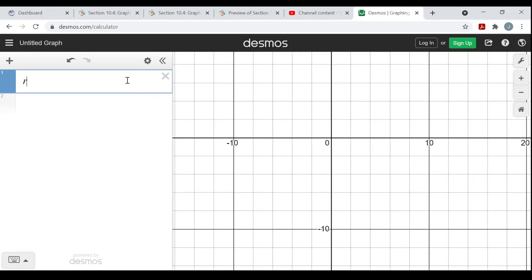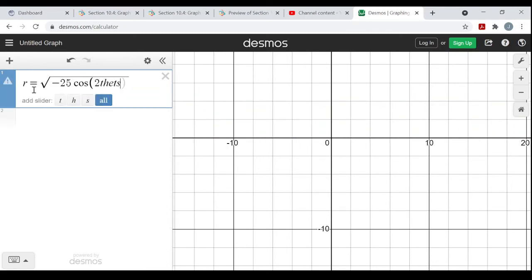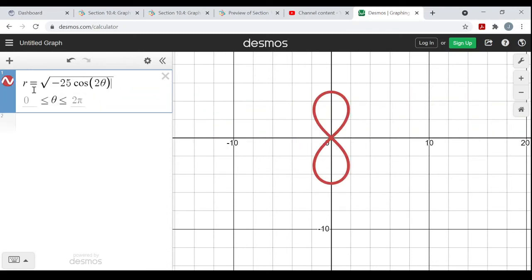Now I don't know if they actually allow you to do r squared equals. But let's see, r squared equals negative 25 times the cosine of 2 theta. And no, they don't do that. So I'm going to put in the positive square root. Yeah, see, polar equations must be linear in r, so I have r to the first power. So get rid of that. Now let me just clear the whole thing. r equals the square root of negative 25 times the cosine of 2 theta. And there you go. So that was the positive square root.